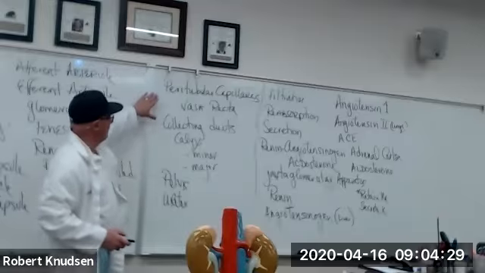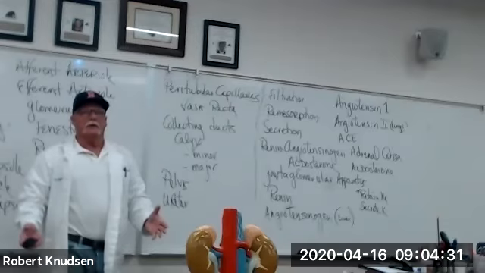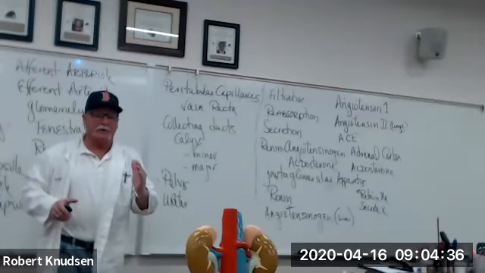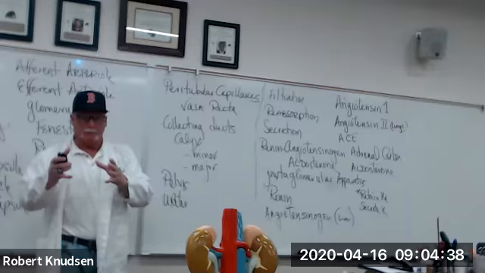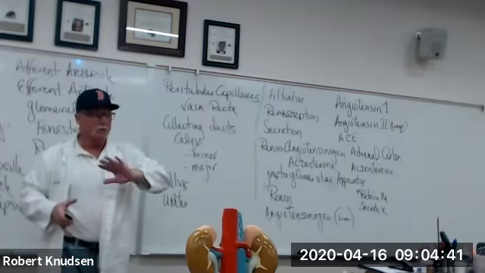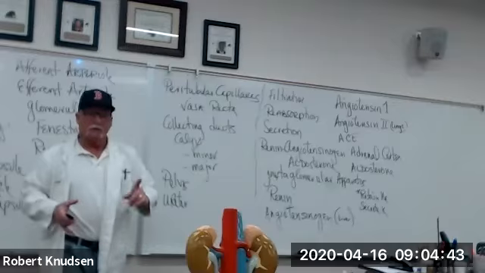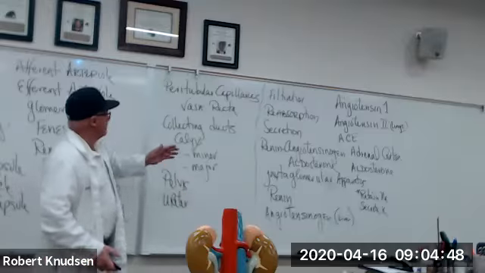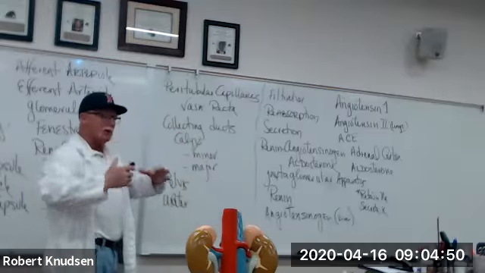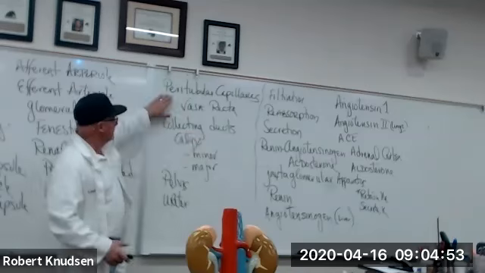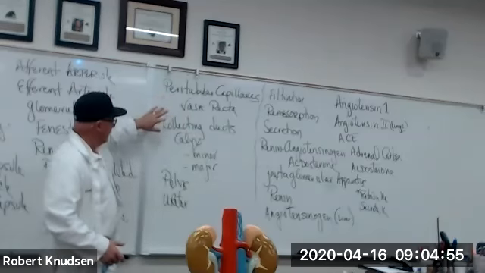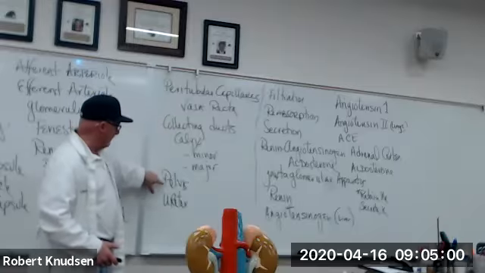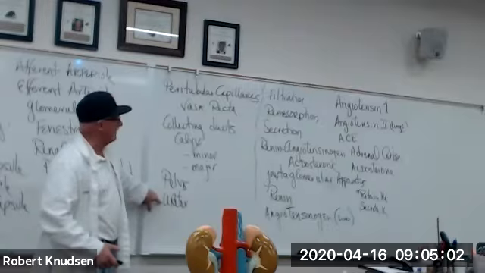And then I'm going to go over here and I'm going to talk about when good stuff and bad stuff comes out into Bowman's capsule. You want the bad stuff to become urine. The good stuff you want reabsorbed back into the blood, because that's where you want to get it to the cells. So when you do it, it has to be reabsorbed by capillaries, and that's called Peritubular Capillaries. The urine part of it goes in the collecting ducts, out the pelvis, to the ureter, to the bladder.